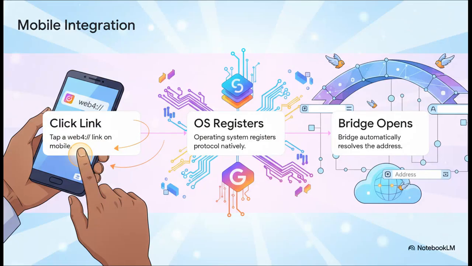Let's look at a practical scenario on your phone. Say you tap a Web4 link in a text message or a document. Boom, your operating system instantly recognizes it natively. The bridge then opens up automatically in the background to resolve the address. You don't have to copy-paste anything. You don't have to jump through any complex technical hoops. This native integration functions so seamlessly that it feels exactly like the mobile web you already know and use every single day.